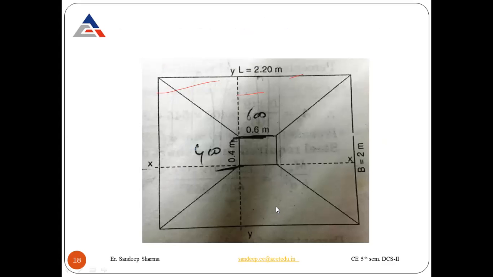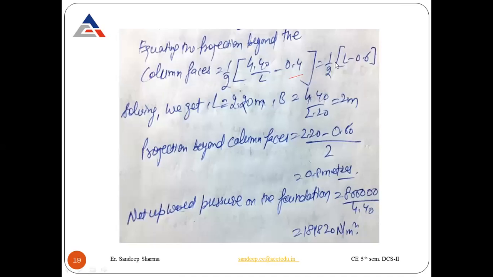So this is the width we have along this width. What is B here? B is the area by L minus this side, and along this length minus this 0.6 meter from here. We are equating both these sides so that we can get the equal projection on both sides.